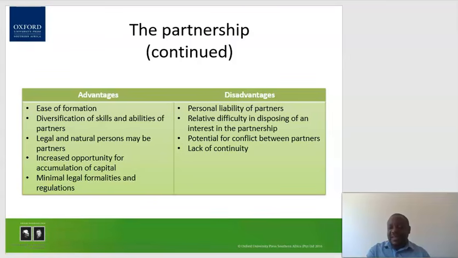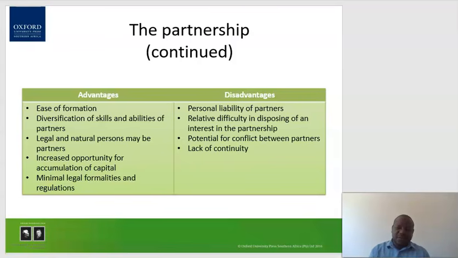There's also relative difficulty in disposing of an interest in the partnership. Because once you want to transfer your interests, it means you are closing that particular partnership and a new agreement has to be formed. There is also potential for conflict between partners, because now it's not like a case where there's only one person and whatever they say goes. In this case, there are two people, and two or more people.